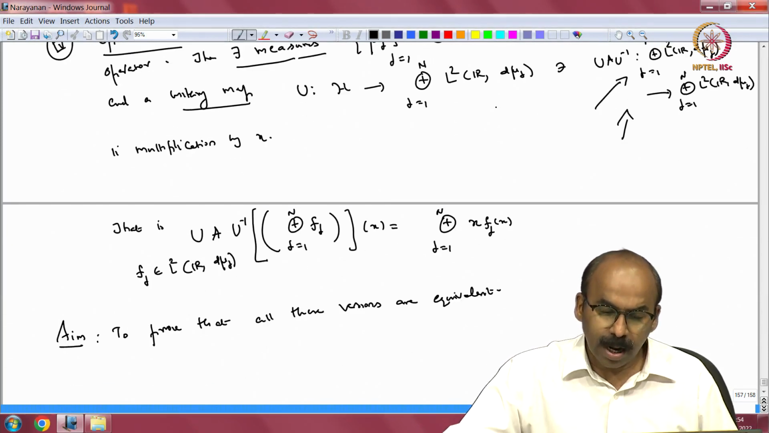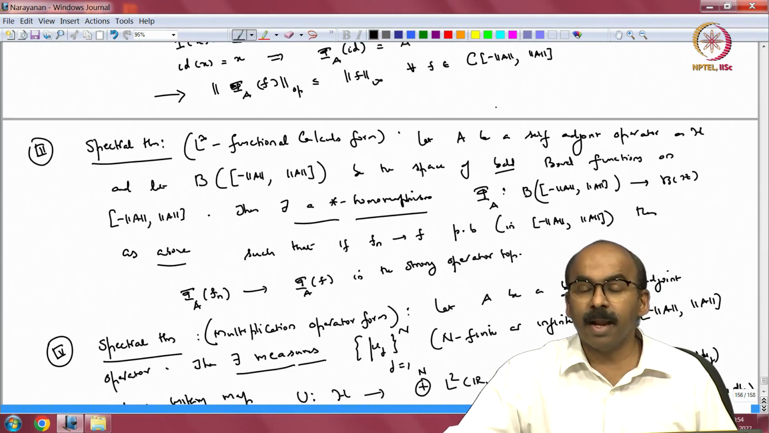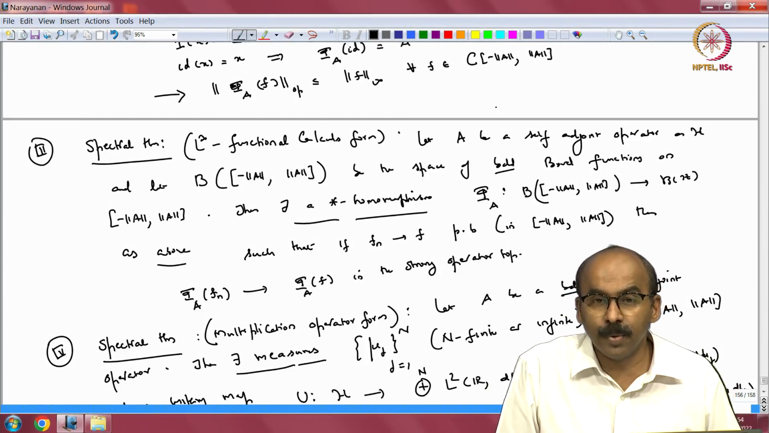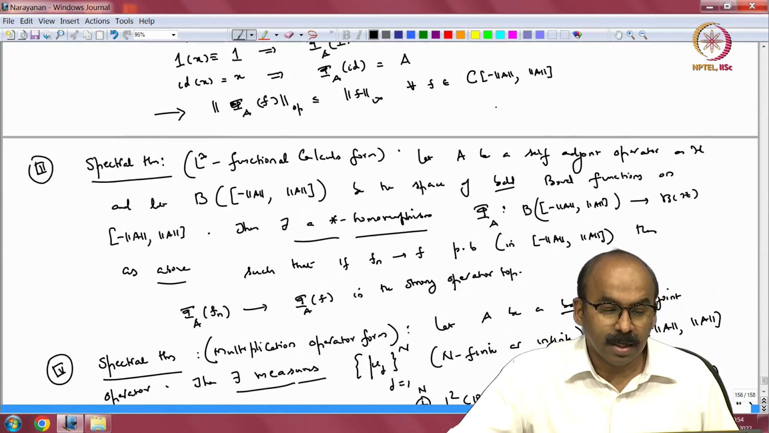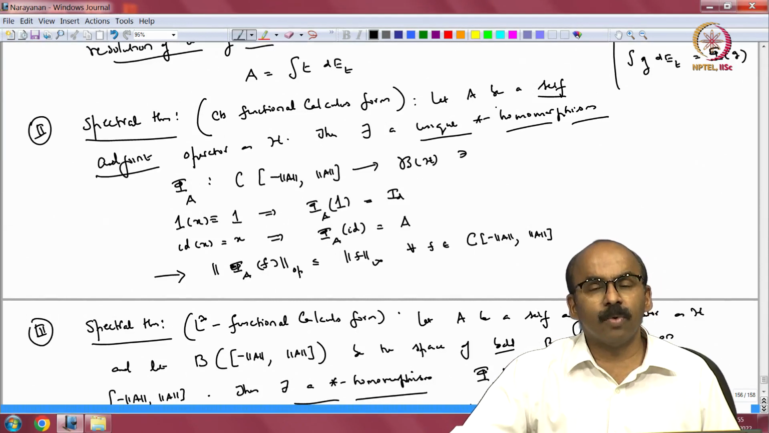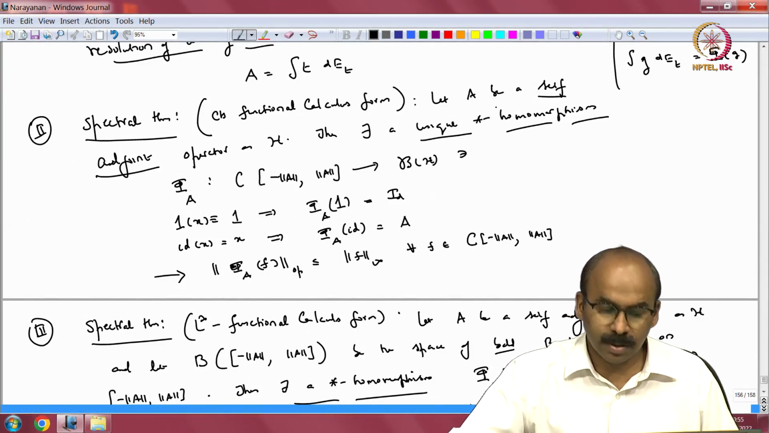There are many things which I have not written in full detail. One can make many things much more precise, especially the uniqueness part. So, in the first version, the resolution of identity is unique. These things can be proved independently and it is not very difficult. The resolution of identity is unique.